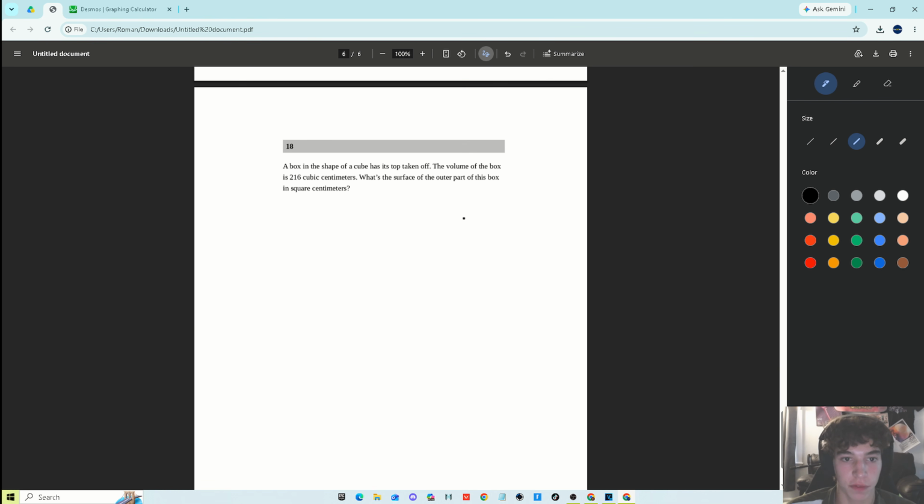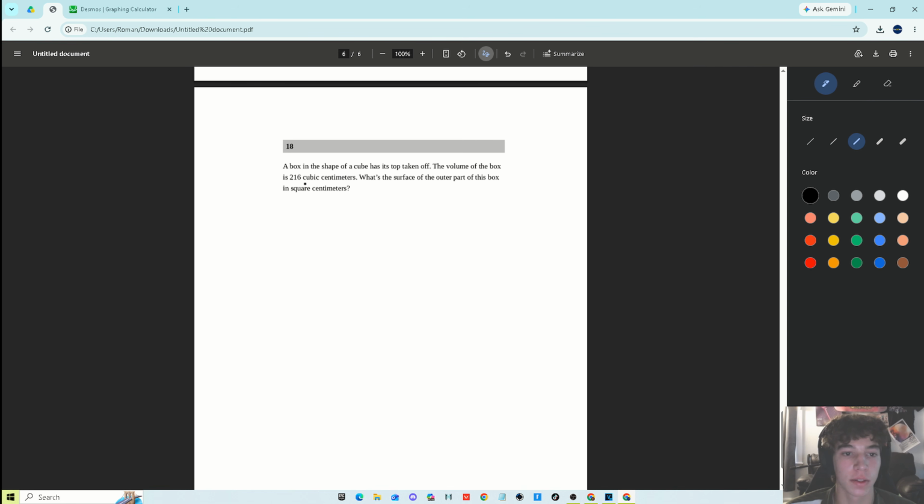And then on to our final question. I got a couple people saying that this was on the test, so I decided to go over it. But yeah, a box in the shape of a cube has its top taken off. The volume of the box is 216 cubic centimeters. What's the surface area of the outer part of the box?